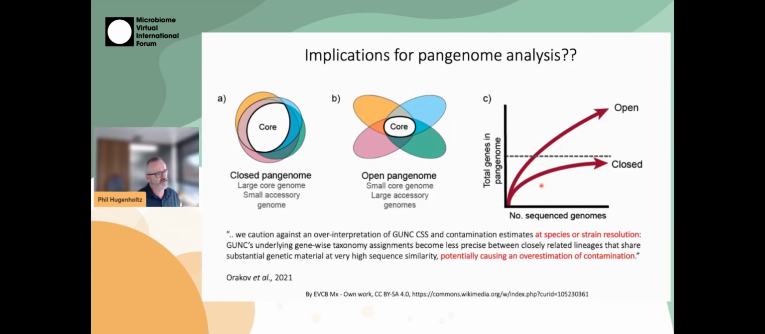I will point out that in the GUNC paper, there was this sentence which is cautioning against overinterpretation of contamination estimates at the species or strain resolution. And there are reasons because to pull it out, that there would be potential overestimation of contamination at that very fine scale.